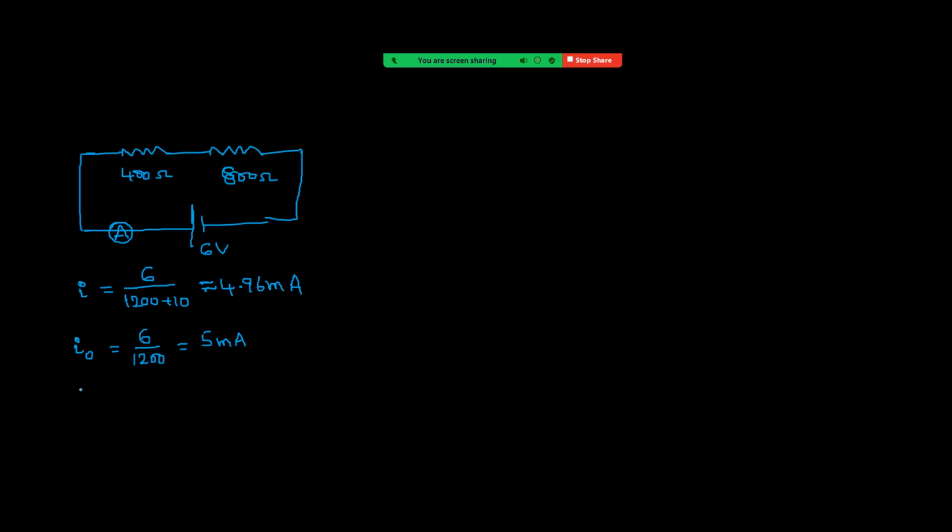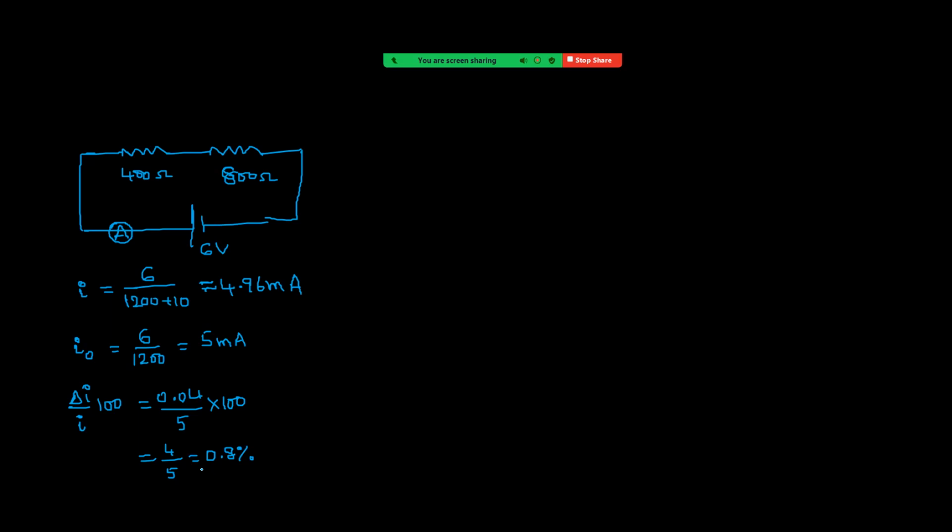If they ask for the error, or the percentage error, it is delta I by I into 100. So if they ask what is the percentage error, then we write the variation, 0.04 milliampere upon 5, into 100, right? How much do we get? This is 4 by 5, which means 0.8%. That is the percentage error in the measurement of current.